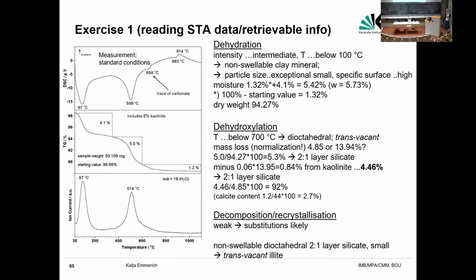If you end up with a sum that is much higher than 100%, you have to think about your interpretation. But this is really basic mathematics, and you can retrieve quite a lot of information if you carefully read your curves from the STA measurements.